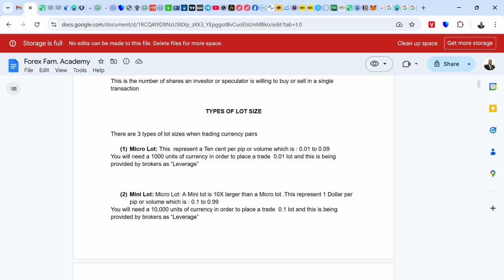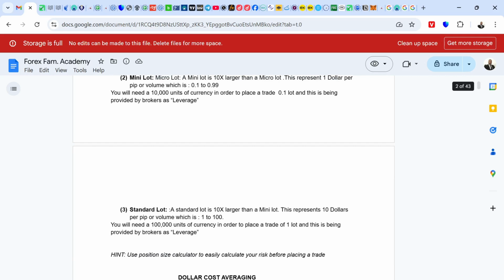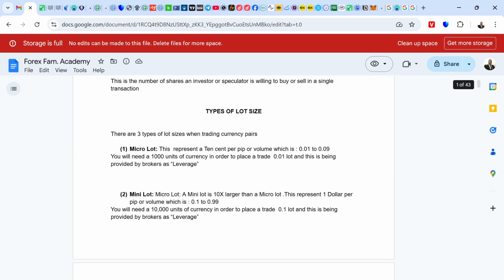All right, so before we delve into the main chart, I would like to walk you through what is called lot size, right? In trading forex, what you use is lot size, and that is calculated in terms of the amount you want to risk. We have the micro lot size, the mini lot size, and the standard lot. Now the micro lot starts from 0.01 to 0.09. So whatever I want to risk, if it is within 0.01 to 0.09, that is in the category of the micro lots, and this represents 10 cents per pip.